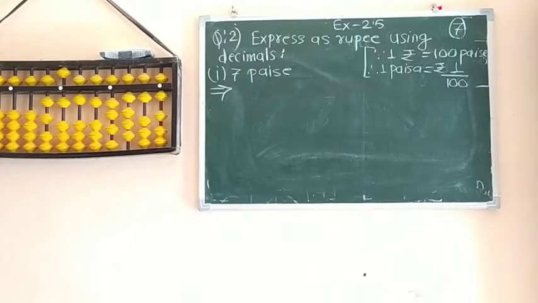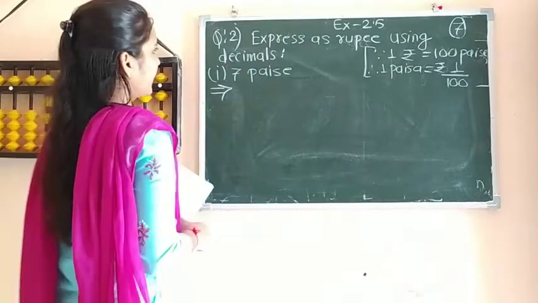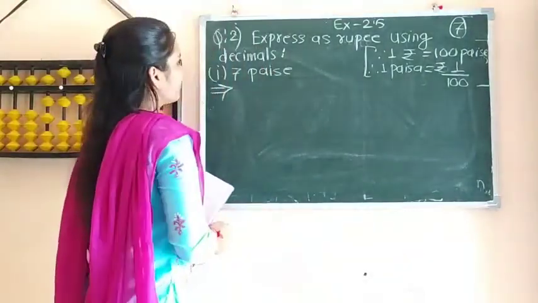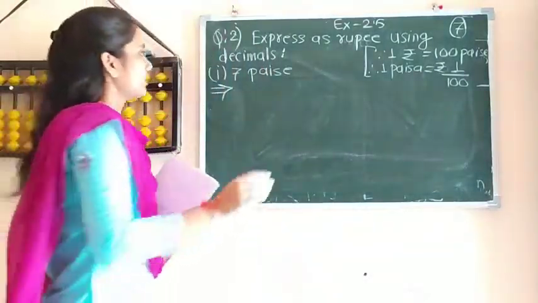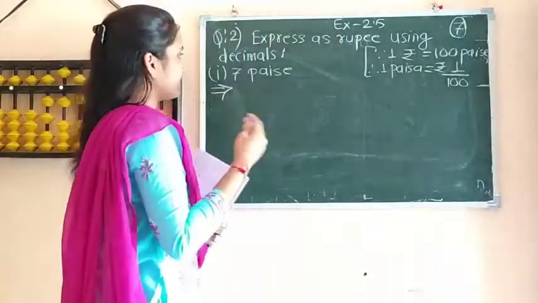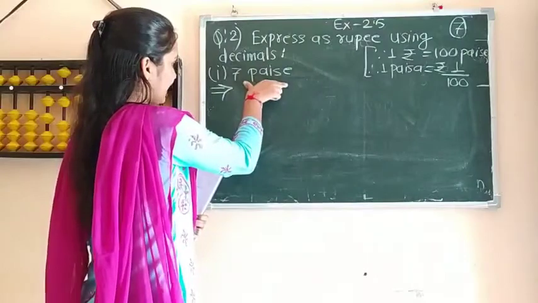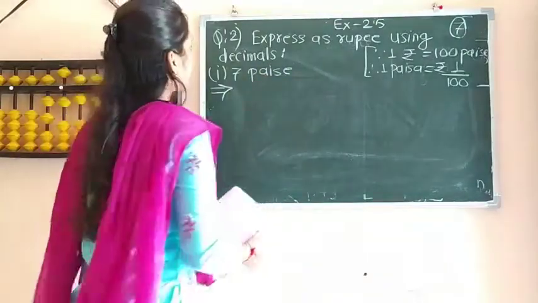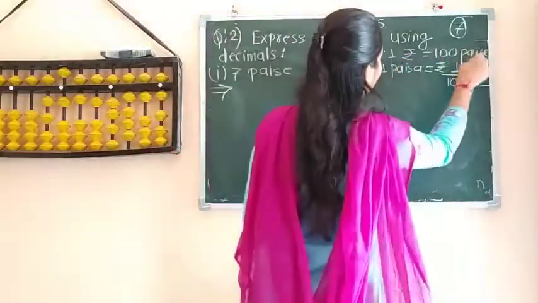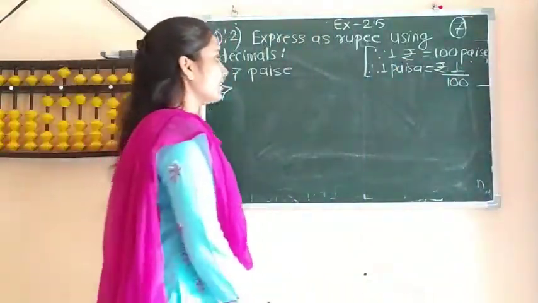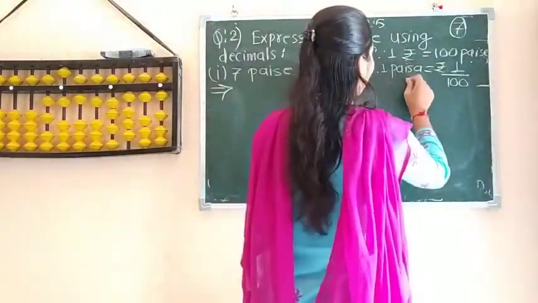Now this is the second question. Here you have to express the given decimals in rupees. Express as rupee using decimal. Whatever the question is, you have to express it in rupees. So you know that in 1 rupee there are 100 paise. So in 1 paisa there are how many rupees?